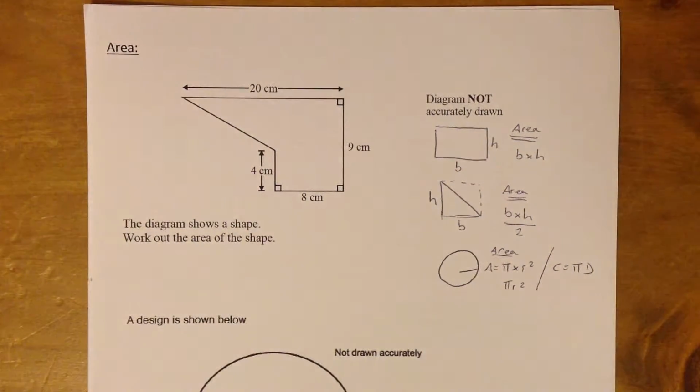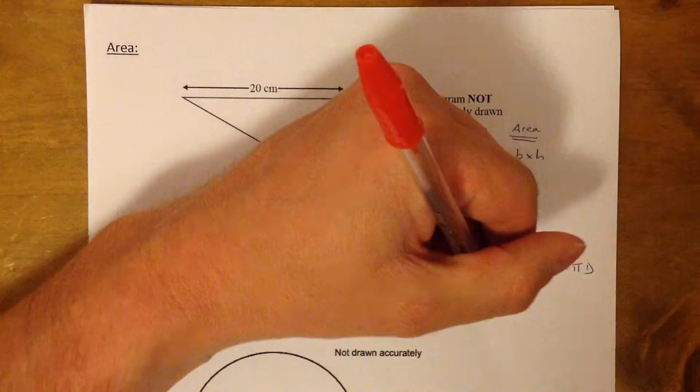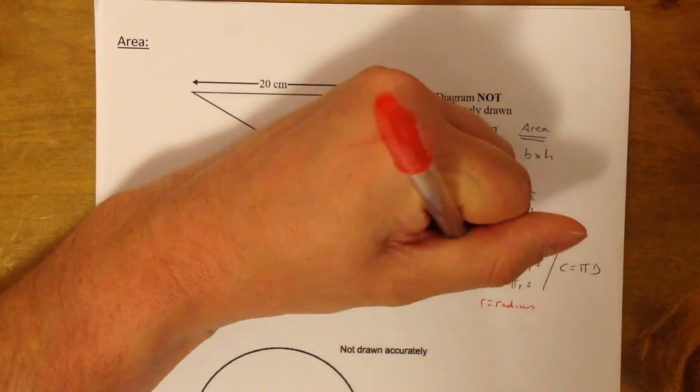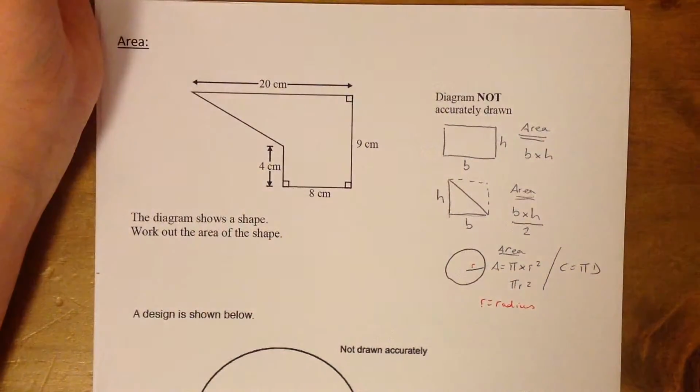At this point you're probably asking the relevant question, well, what is this r that you're talking about? R stands for radius. And the radius is this measurement here. It's halfway across the circle. It's from the centre of the circle to the edge.